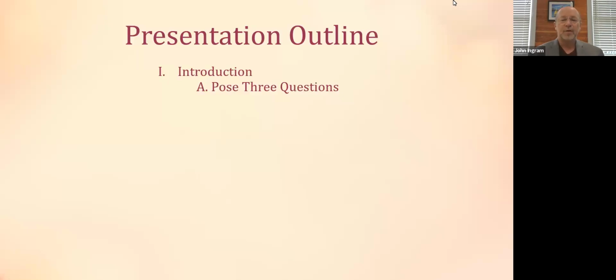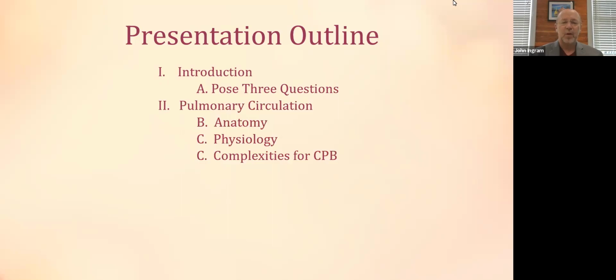Today we're going to be covering this basic outline. The first thing I want to do is pose 3 poignant questions regarding right-sided circulation. Hopefully you think you know the answers to them, but maybe I can introduce some surprises. Then we're going to do a quick review of pulmonary anatomy and physiology and some of the complexities that poses for us when we go on cardiopulmonary bypass.